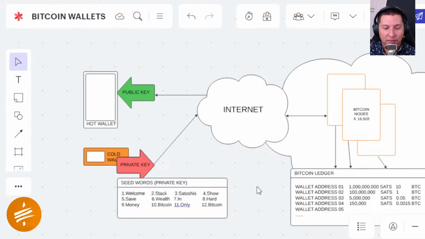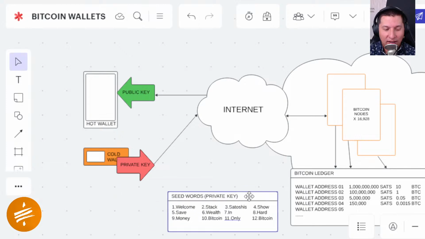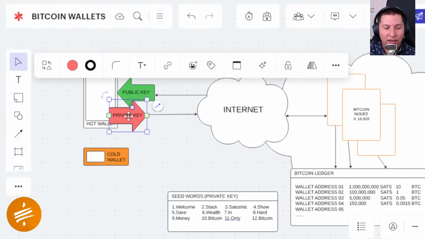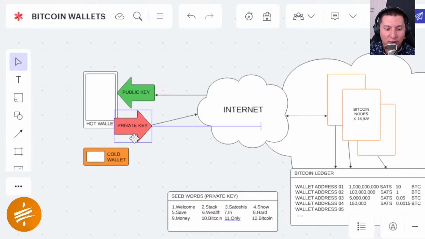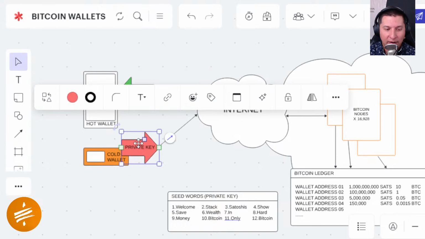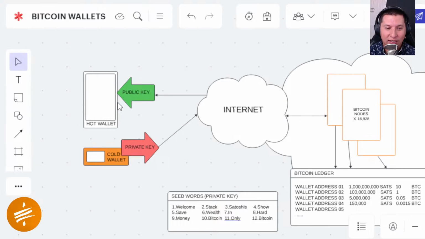Okay, so now in either scenario, whether you're doing a separate hardware signing device or if your private key lives on your hot wallet, I recommend you always do a cold wallet, for the reasons I just explained.